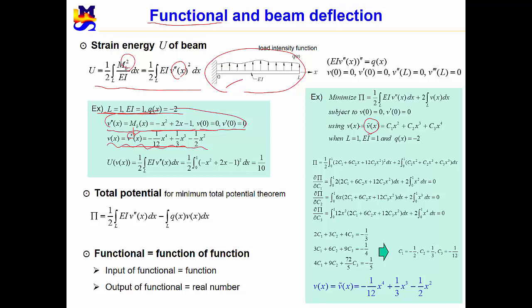When we plug this function into the functional, that is a definite integral of the input function, we can get a real value of 1 over 10. So we can conclude that the input of the functional is a function and its output is a real value. You know that both the input and output of a real value function are all real numbers. Therefore, functional is sometimes called function of function.